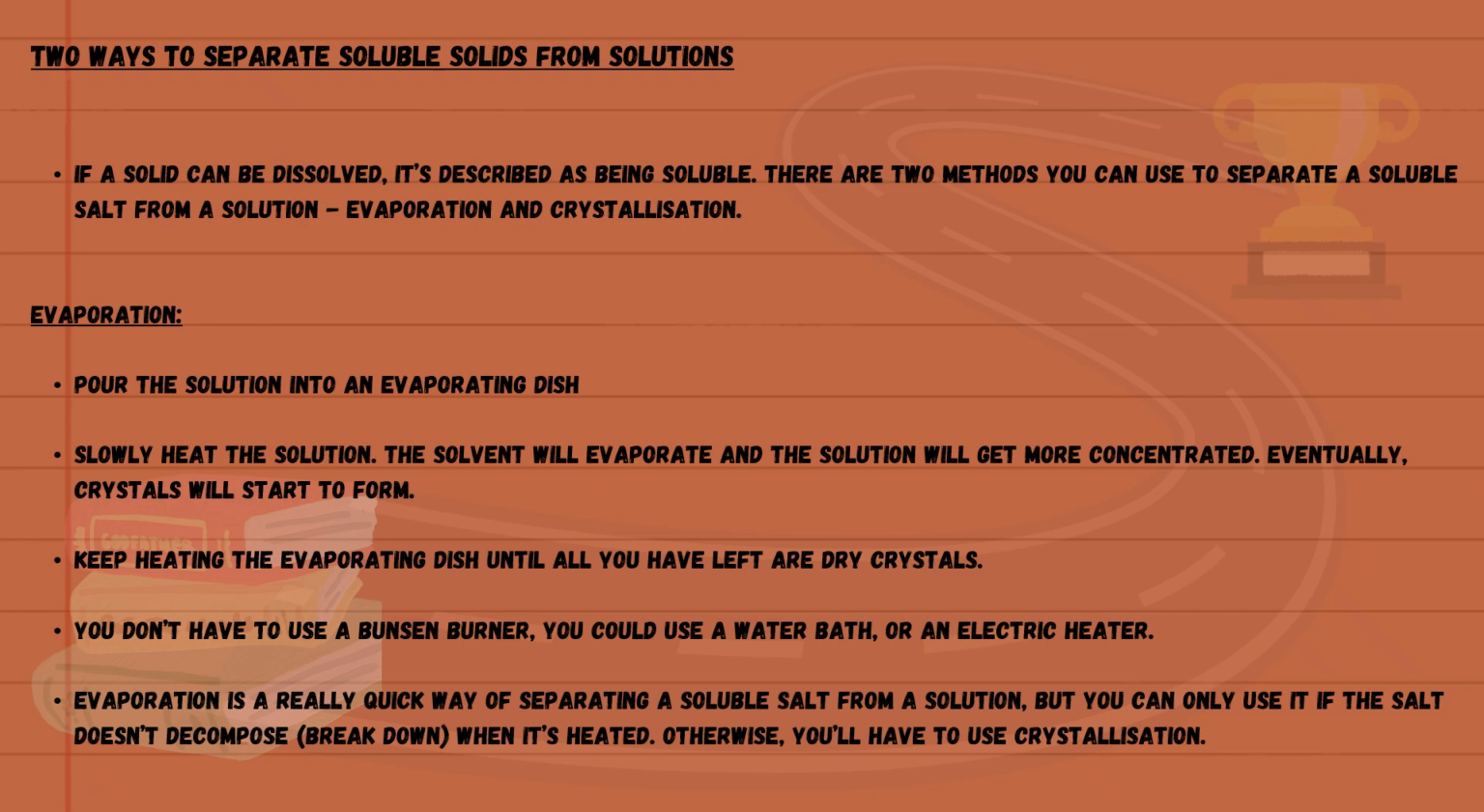Evaporation. Pour the liquid into an evaporating dish. Slowly heat the solution. The solvent will evaporate and the solution will get more concentrated. Eventually, crystals will start to form. Keep heating the evaporating dish until all you have left are dry crystals. You don't have to use a Bunsen burner. You can use a water bath or an electric heater.